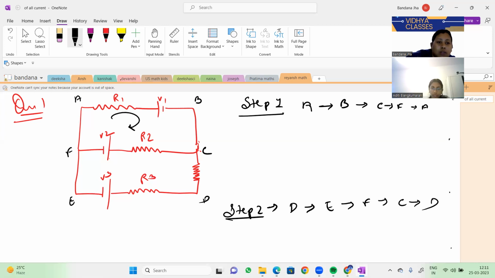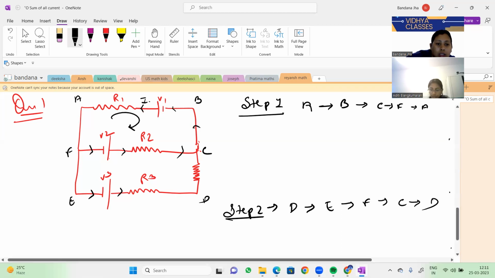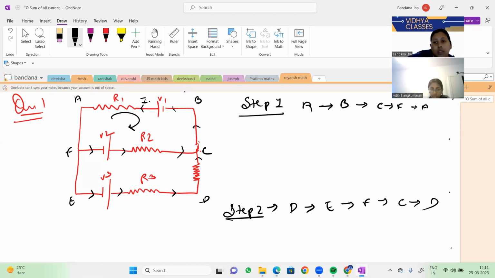But the current is flowing in which direction? Current is flowing from high to low, right? This is the direction of the current, correct? Now suppose I take this as I1, this as I2, and this will be your I3. Three batteries are there, so there will be three currents.